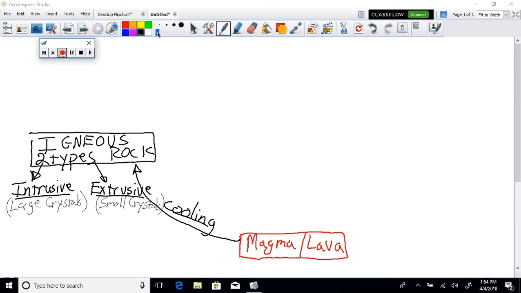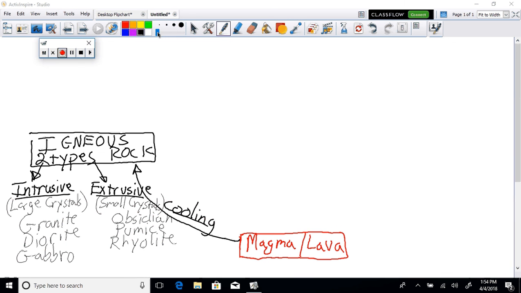So your large crystals, your intrusive rocks, are granite, diorite, and gabbro. The extrusive igneous rocks are obsidian, the one that looks like glass, pumice, the one that has holes in it, and then you have rhyolite, and you have andesite, and the one you guys have heard of before, basalt. You can call it basalt. It's an oceanic crust.